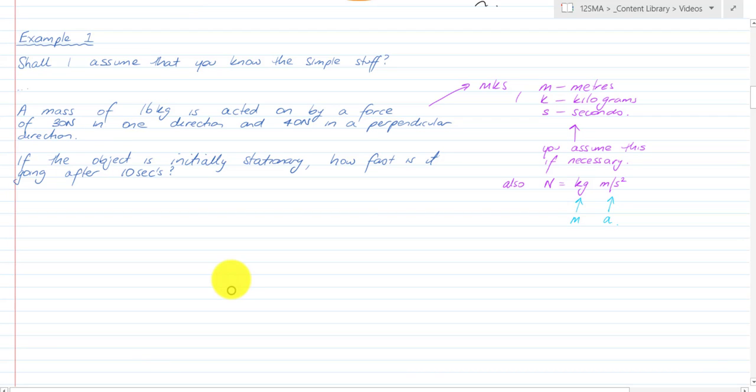So first, a mass of 16 kilograms is acted on by a force of 30 newtons and a force of 40 newtons, and these forces are perpendicular to each other. So we've got force and mass, which means we can get acceleration. Now, the object is initially stationary, so we're given an initial point for velocity. How fast is it going after 10 seconds? So we want the velocity after 10 seconds.